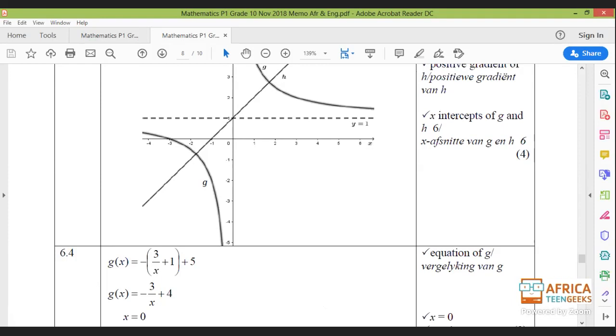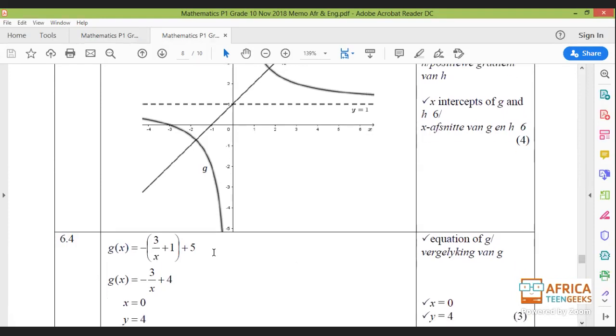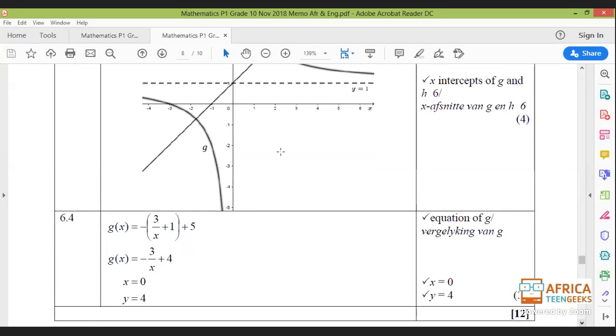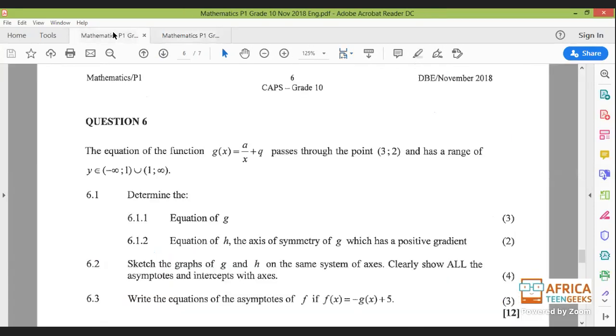So basically, this is what your asymptotes will look like. There was a negative here, then here you had to substitute your g of x plus 5, right? Therefore, you'll get negative 3 over x, then negative times plus 1 is negative 1. Therefore, negative 1 plus 5 is plus 4. So your x is equal to 0 and your y is equal to 4, basically. That's how easy it was, boys and girls. I hope it makes sense.